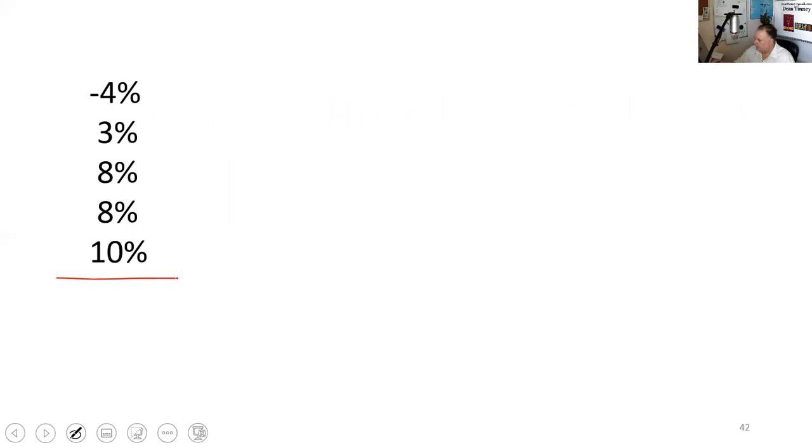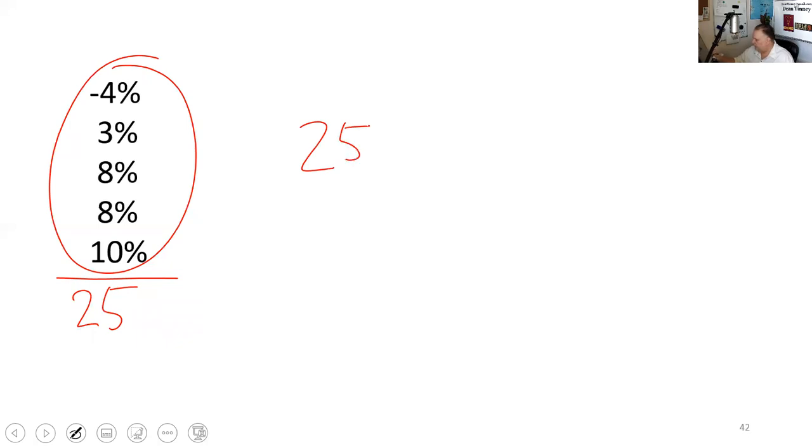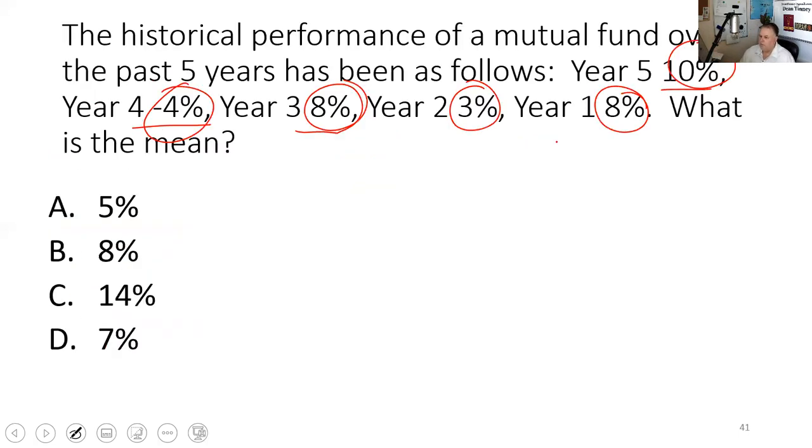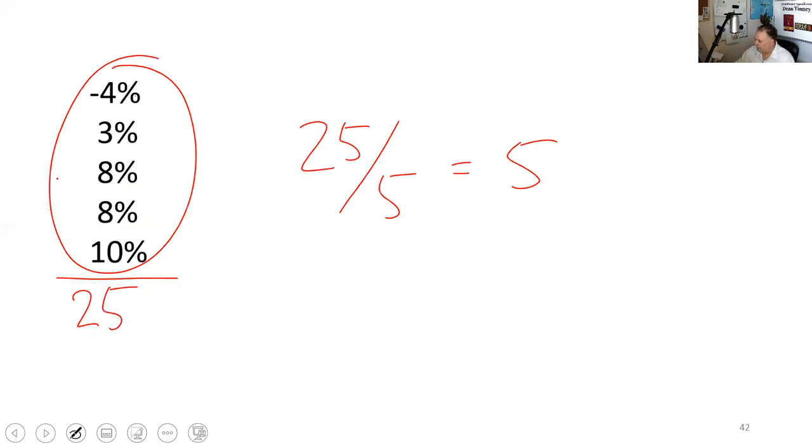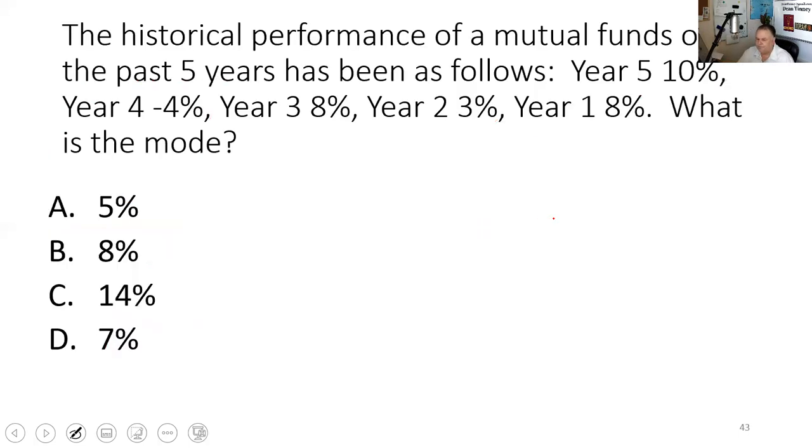When I do all these numbers, 10, 16, 26, 29 minus 4, I get 25. If I add up all those numbers, I get 25. And then I simply take 25 divided by the number of occurrences, and I get a 5. So, what is the mean? That's the simple average, 5%. All right, so what we did is we added up all the numbers and we got that 5 is our mean, or simple average. You're going to have to do that.